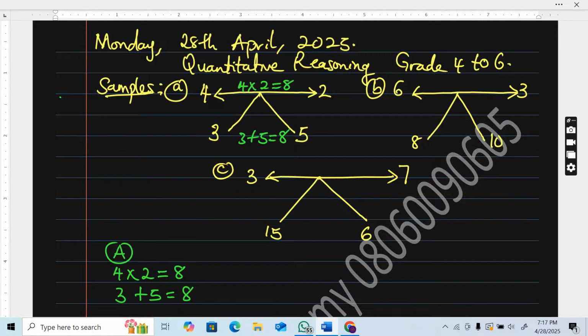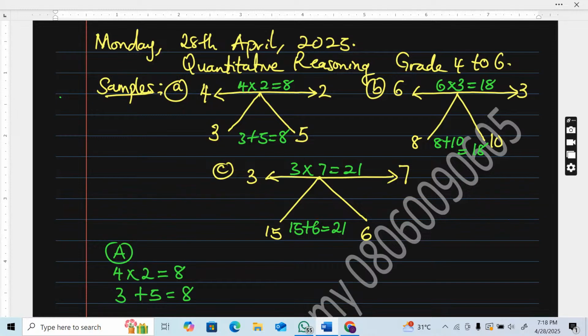Now look at sample B also. Let's do the same thing. 6 times 3 will give us 18. Then when we add the numbers below, we will also have 18 as the answer. Moving on to sample C. 3 times 7 is equal to 21. If we add 15 and 6 together, we will also get 21. So you can see that we have the common answers to these diagrams.